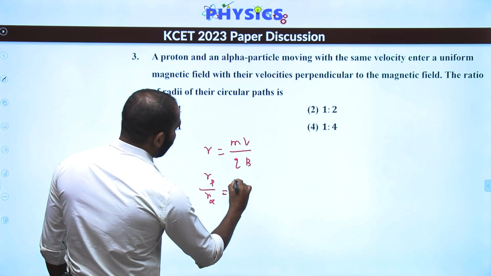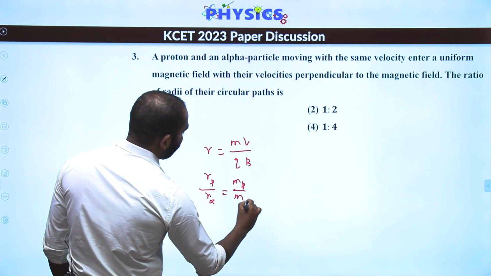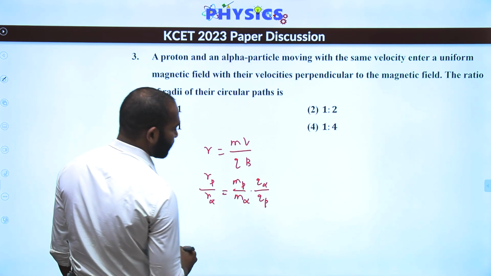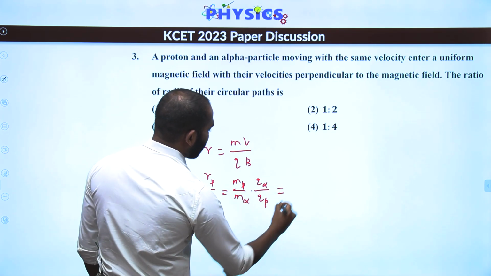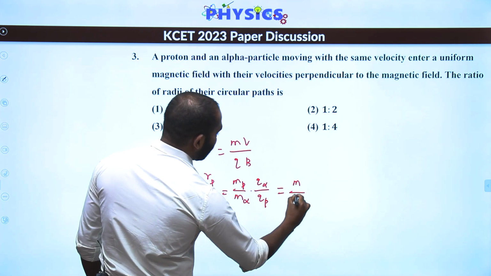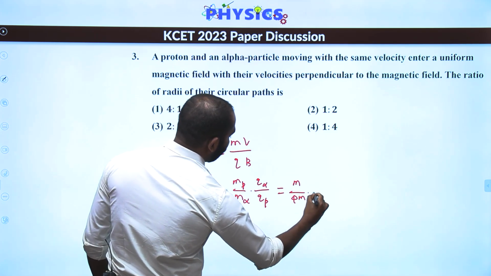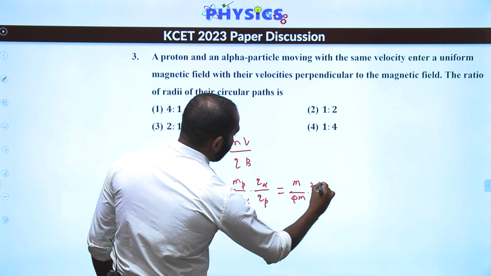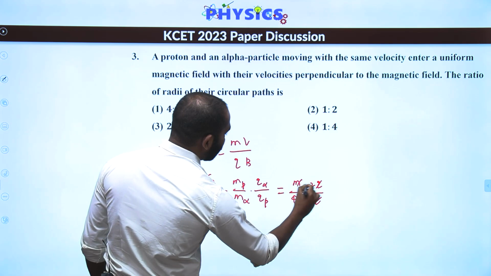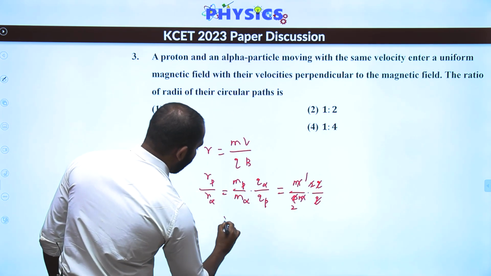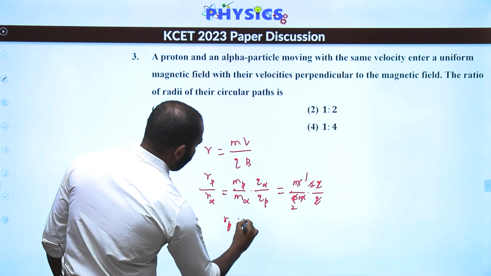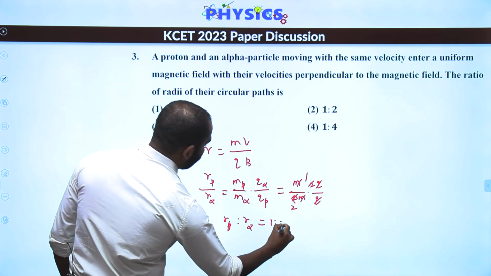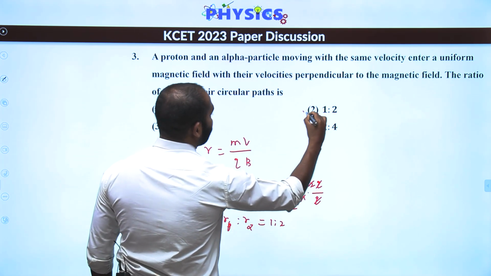is equal to mass of proton upon mass of alpha particle times charge of alpha particle upon charge of proton. Okay, so if you take mass of proton as m, then mass of alpha particle would be 4 times that, and if you take charge of proton as, for example, q, then charge of alpha particle would be 2 times that. So q and m get cancelled, 2 ones are 2, 2 twos are 4. Therefore the ratio of radius of proton to radius of alpha particle would be 1:2. So option 2 is the correct answer.